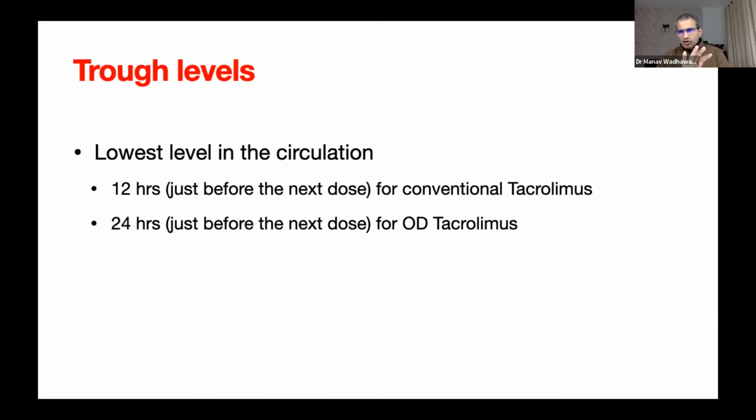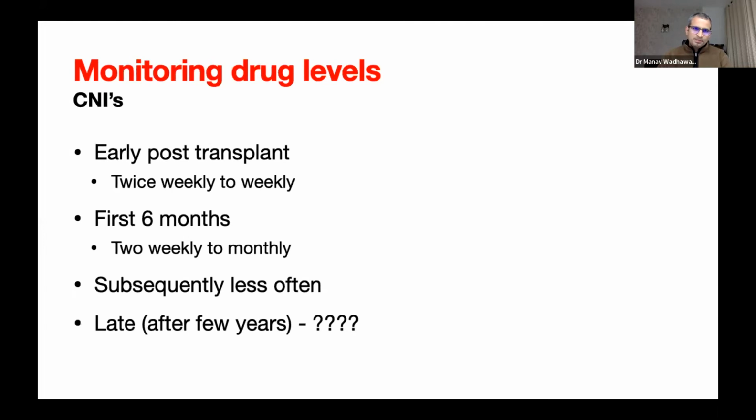Secondly, I thought all of us understand trough levels, but for the sake of simplicity, I thought I'll talk about it once more. Trough level basically means the lowest level of the drug in the circulation. In case of conventional tacrolimus, we use a twice a day dose, so it has to be measured before the dosage, either in the morning or in the evening, usually 12 hours apart. If you are using once a day tacrolimus, it should be measured again before the once-daily dose. So many times we order a tacrolimus, and the nurse sends it 1 hour after the patient has taken the dose, which does not reflect the trough level. So that's something again we need to remember and take care of.